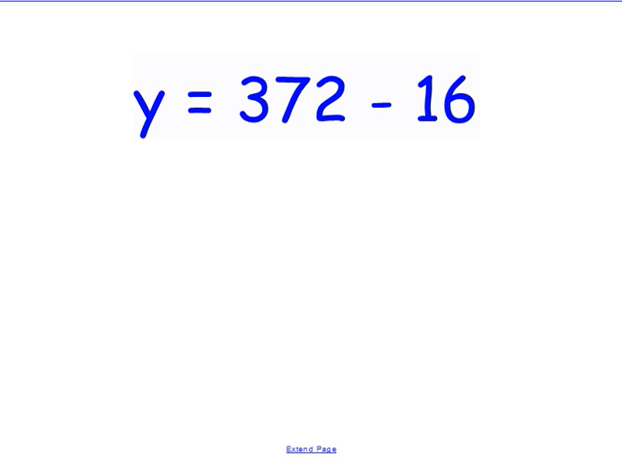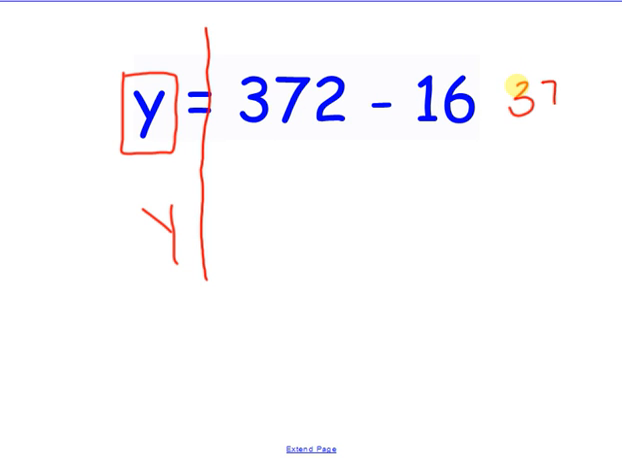Okay, let's try this one. Y equals 372 minus 16. Well, put a box around your variable. Now, what constant is attached to it? Well, here's your equal sign. There's nothing attached to it. So you're good to go. Bring down your y and solve over here. 372 minus 16. And you can use your calculator. I'm going to borrow.